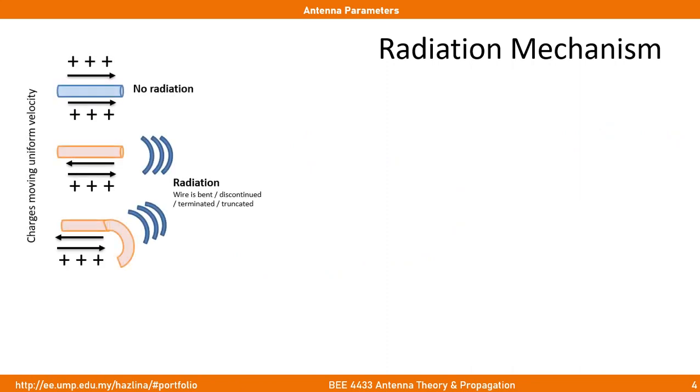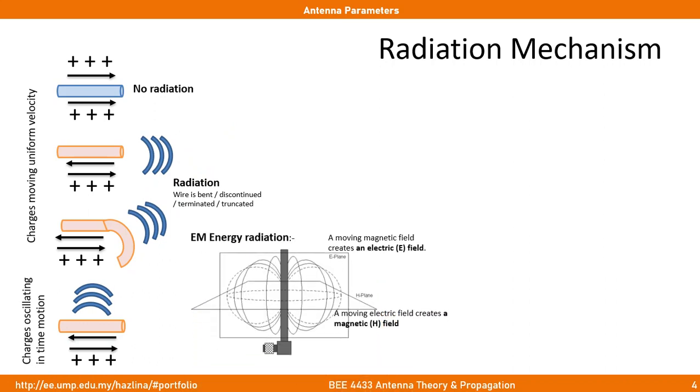As a start, let's review how radiation happens. When electric charges undergo acceleration and deceleration, electromagnetic radiation will be produced. Hence, it is the motion of the charges, that is currents, that produces radiation. Charges moving at a uniform velocity only radiate when the conductor or wire is either bent, discontinued, or truncated. However, if the charges are oscillating in a time-harmonic motion, it radiates even if the wire is straight.